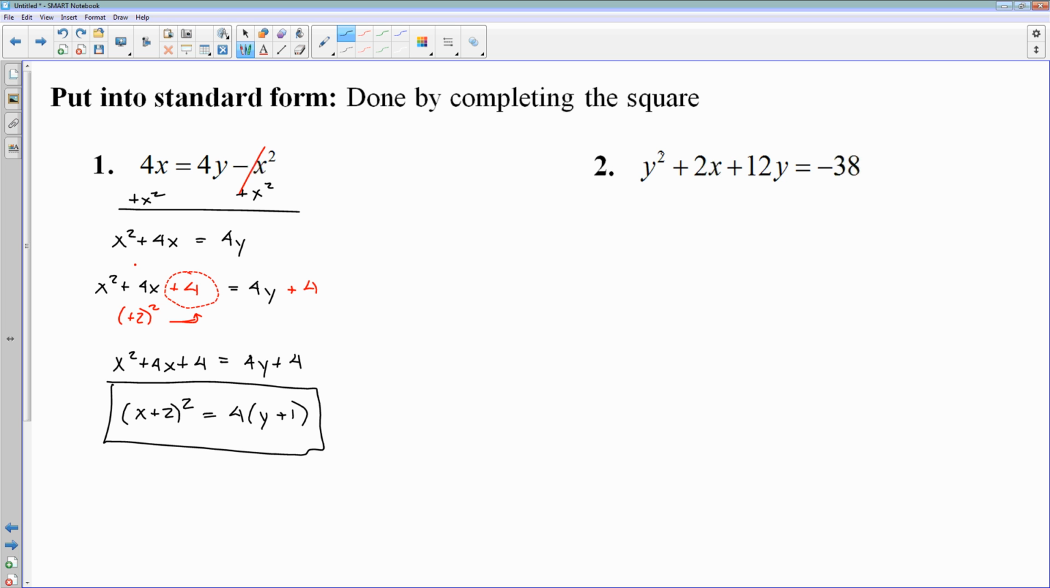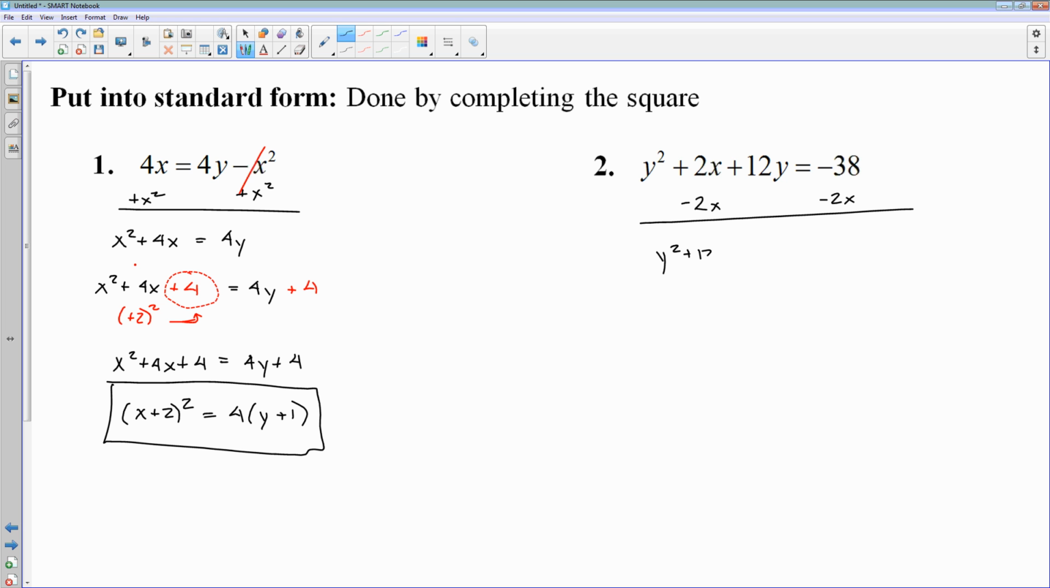Let's look at this one. Same type deal. I need to identify what the variable is that's being squared. In this case, it's the y's. So I have y squared plus positive 12y. I'm going to leave the y's on the left side of the equation. Whatever is being squared, I want that on the left side. So I'm going to move my 2x over. The variable that's not being squared, along with anything else, goes to the other side of the equation.